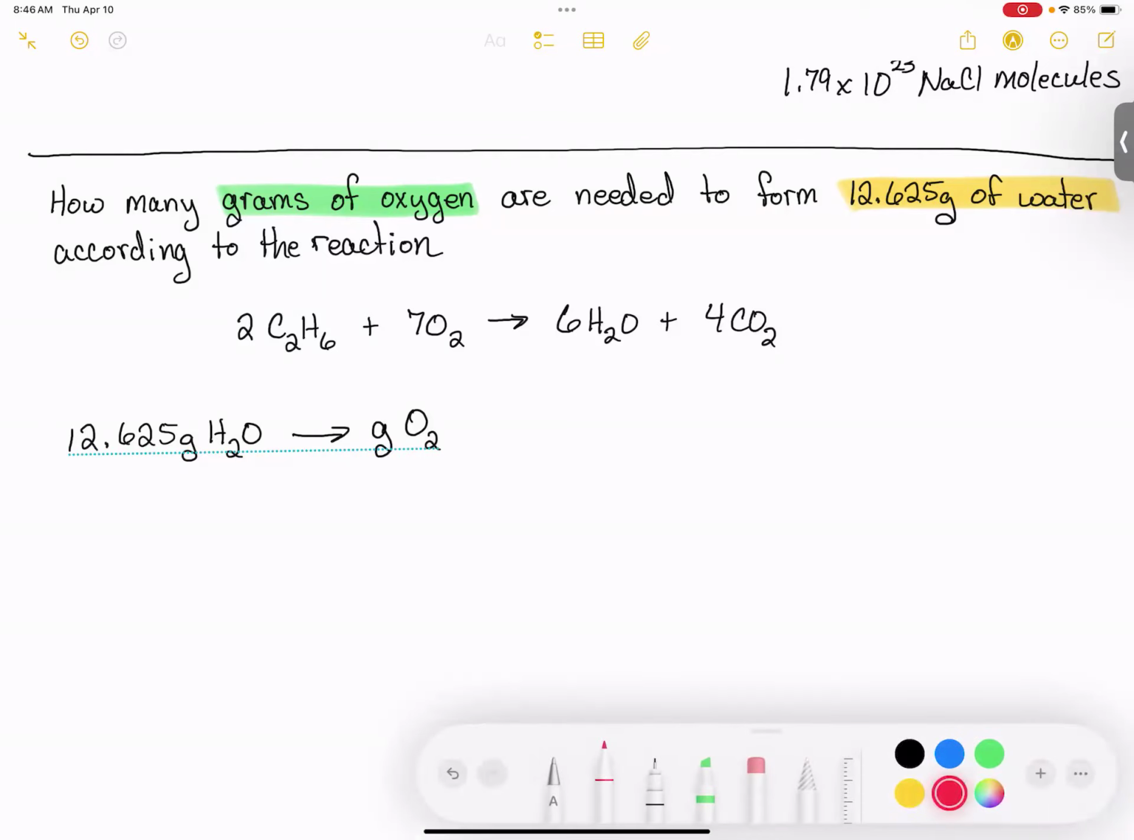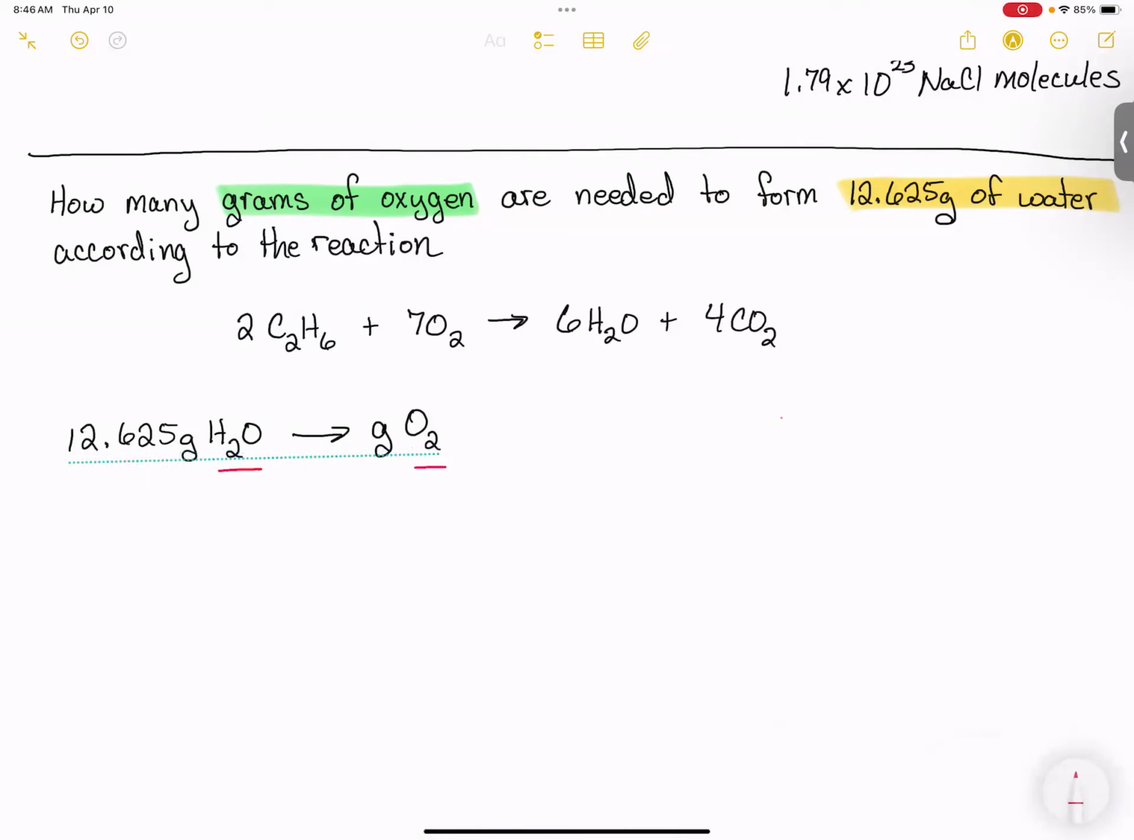Now we break it down. Water, oxygen, different compounds. Anytime the compounds are different, you're going to need the mole to mole ratio. So you're going to need to know that there are 6 moles of water that are formed from every 7 moles of oxygen that are used.